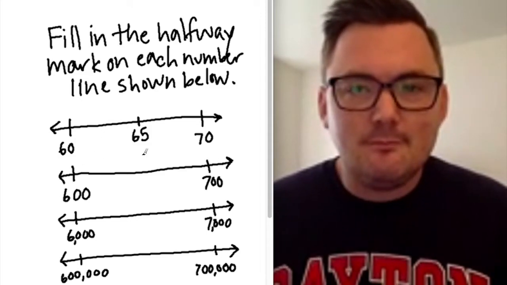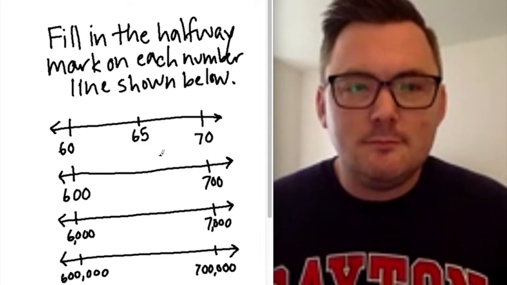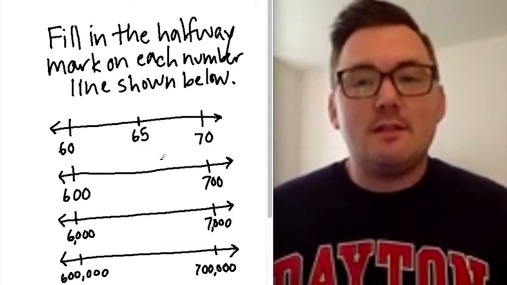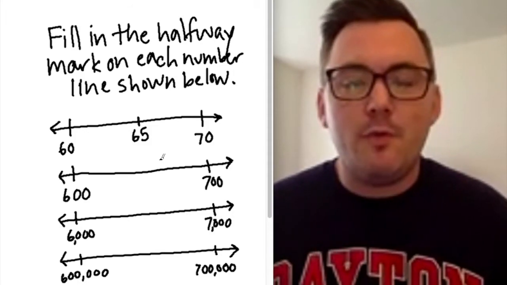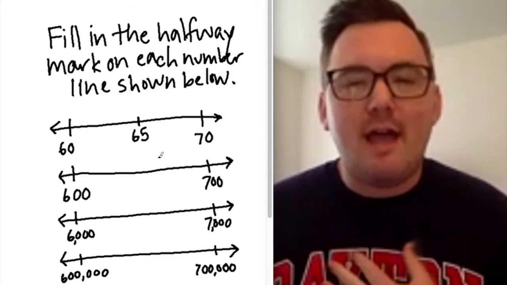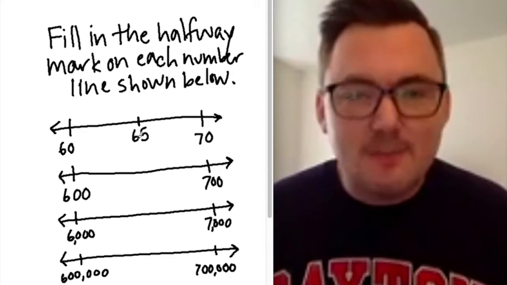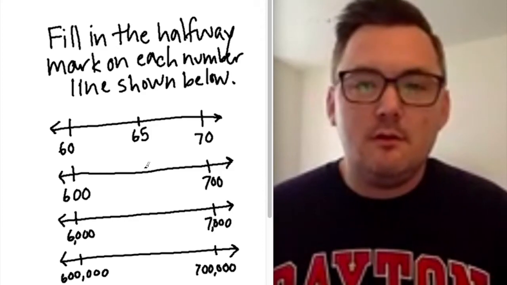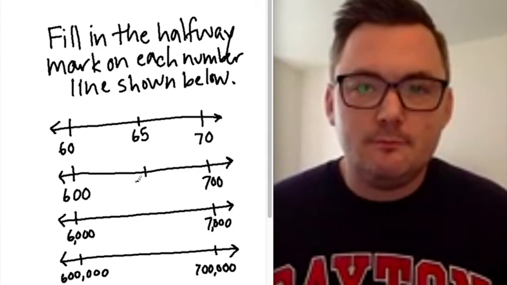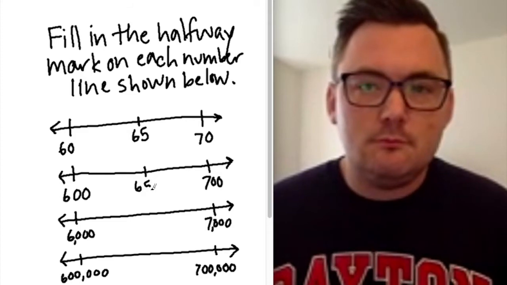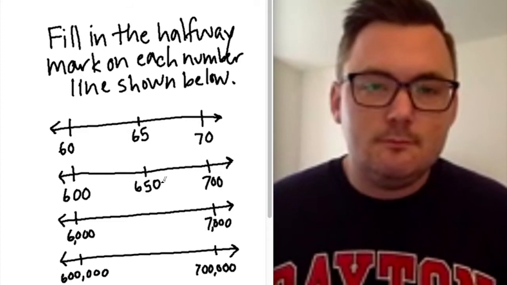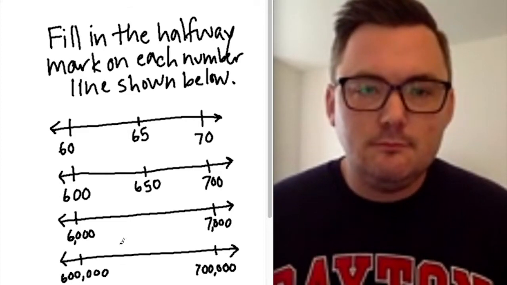What about 600 and 700? Do I put a 5 there too? No. So I know that 600 and 700 are on both ends. So I got to think, what's half of 100? It's 50. So I know that's going to be 650 as my halfway point. Oh, okay. So half of 100, 650. Got it. Okay. What about 6,000 and 7,000?